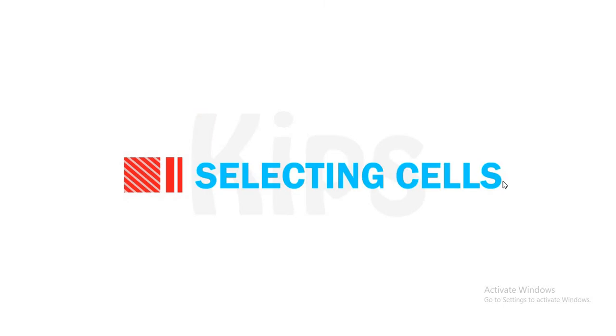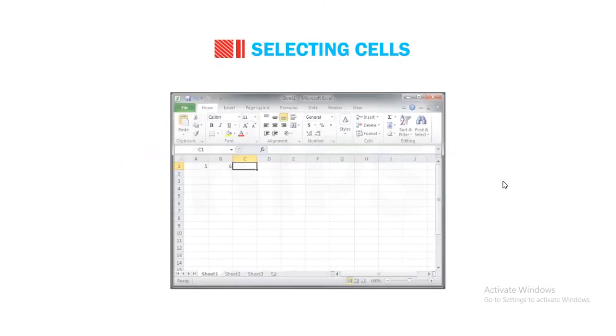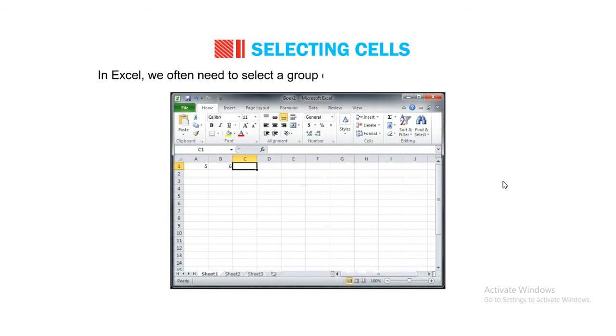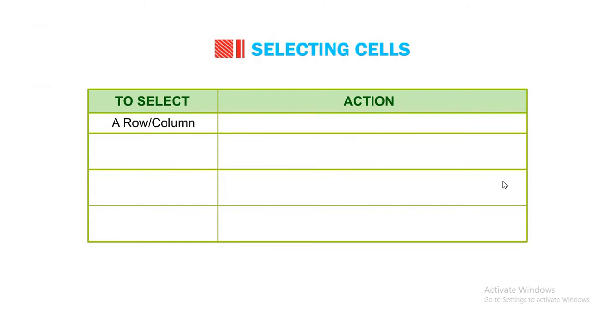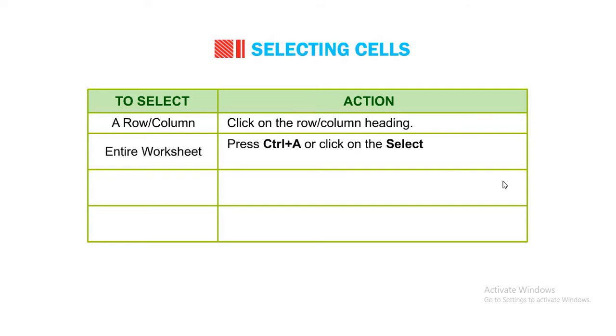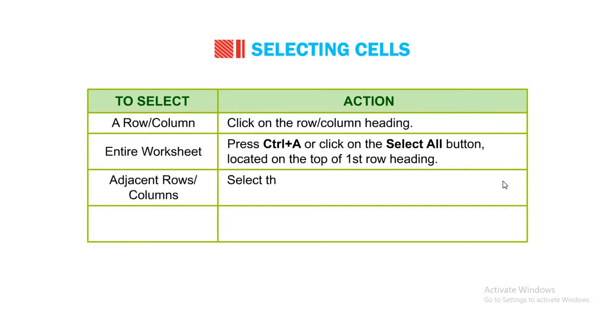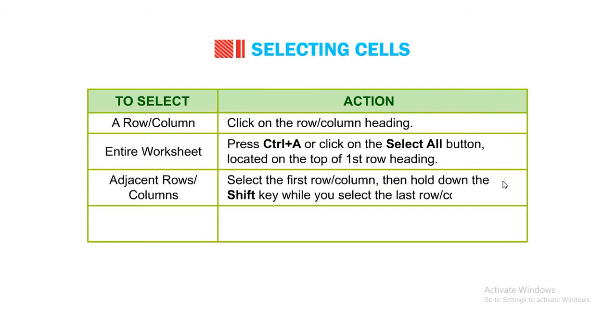Let us first understand how to select cells. In Excel, we often need to select a group of cells to perform any action on them. We can select them in any of the following ways. To select a row or column, the action is to click on the row or column heading. To select the entire worksheet, press Ctrl+A or click on the Select All button located on the top of the first row heading. To select adjacent rows or columns, select the first row or column, then hold down the Shift key while you select the last row or column.